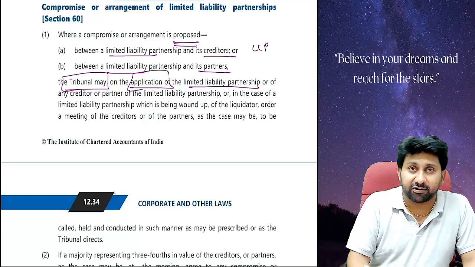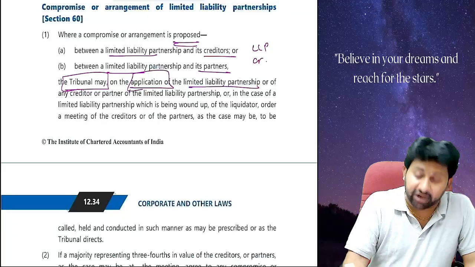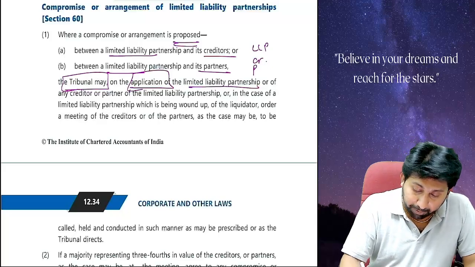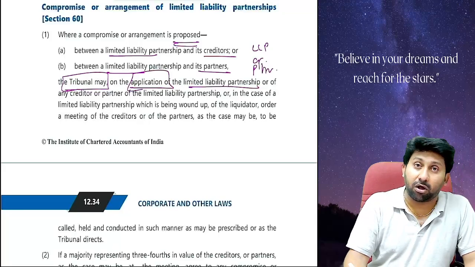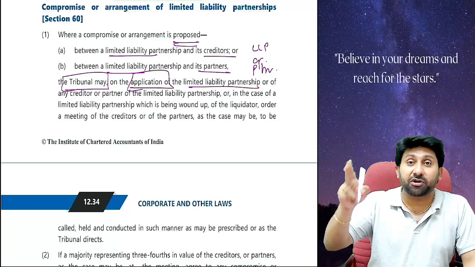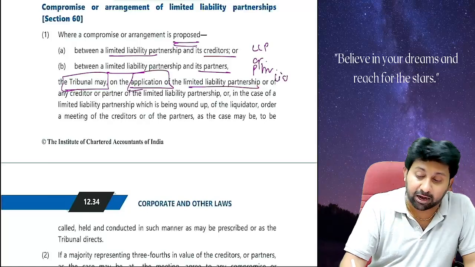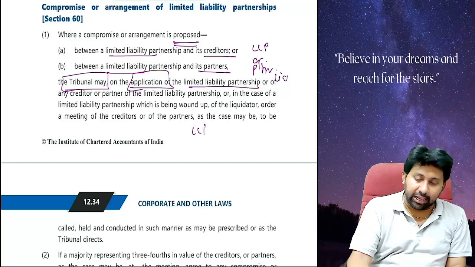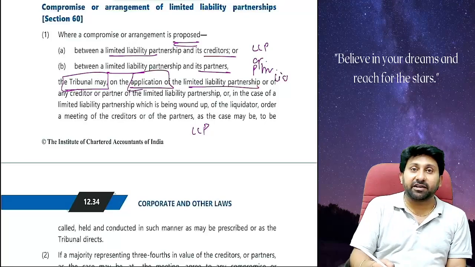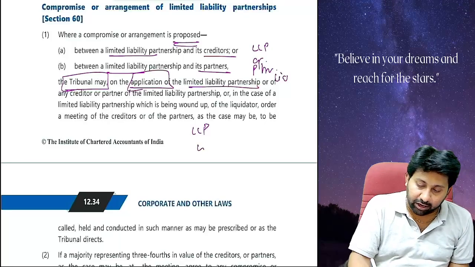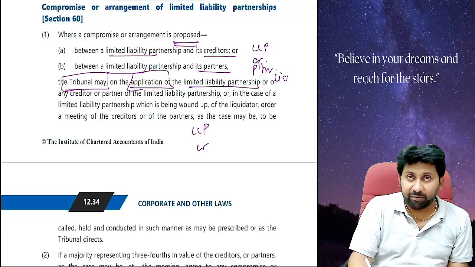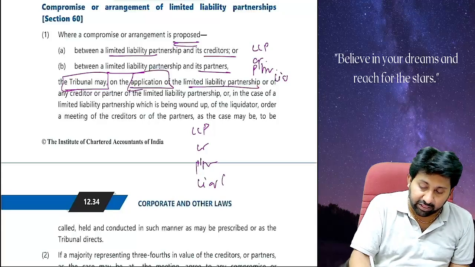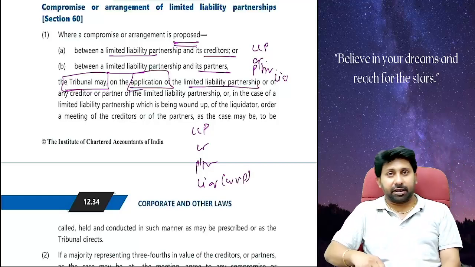LLP can make an application, or any creditor can make an application to the tribunal, or partners can make an application, or if the LLP is in the dissolution process, the liquidator can also apply. So 4 persons can make an application to the tribunal. Number 1, LLP can make, meaning designated partners will make; creditors can make; partners can make; and the liquidator in the case of winding up of the LLP can make.